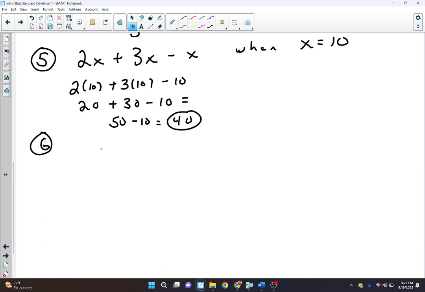So let's say, remember though, there's also a PEMDAS situation. So let's say something like 12 times the quantity 2 plus x, when x equals 3.